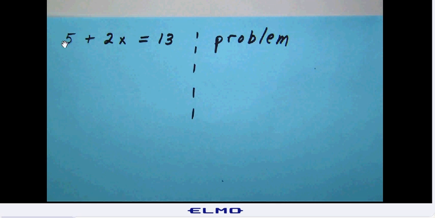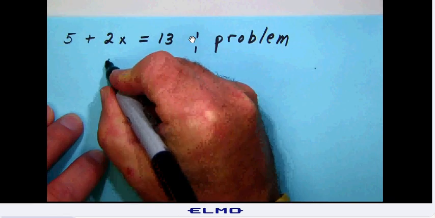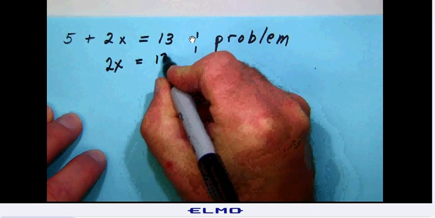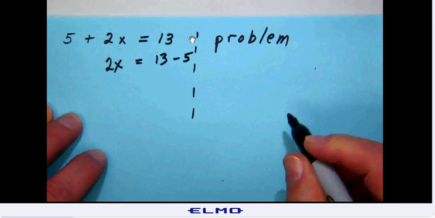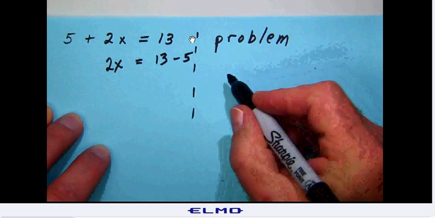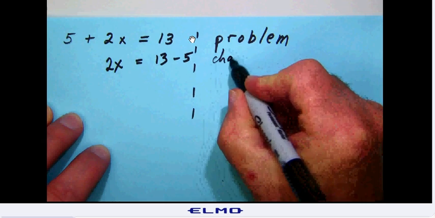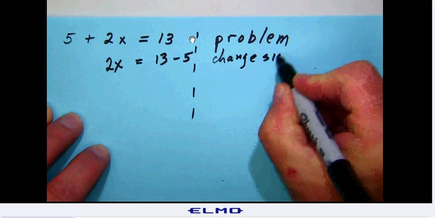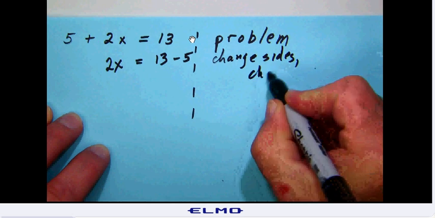Now notice that this 5 is a positive 5. So the way we're going to get rid of that is in essence subtract it from both sides. But a shorthand way to do that is to say change sides, change signs. And the opposite of a positive 5 is a negative 5. So we'll simply write a step here of 2x equals 13 minus 5. We are essentially subtracting 5 from both sides, or we will say change sides, change signs.